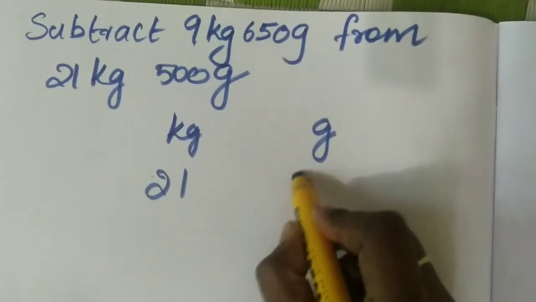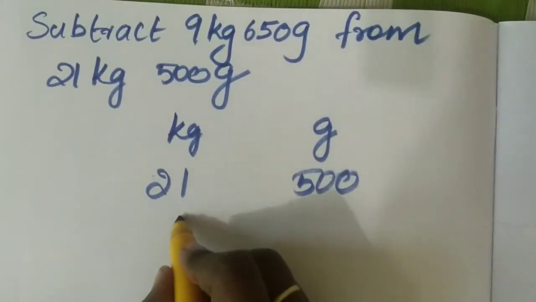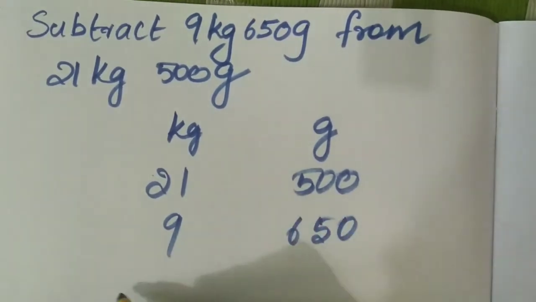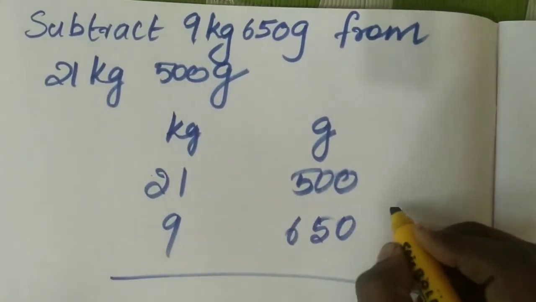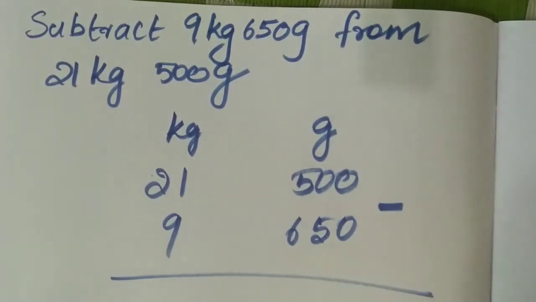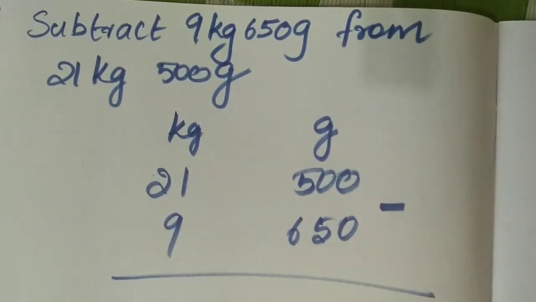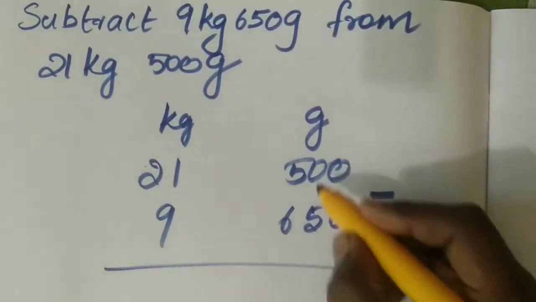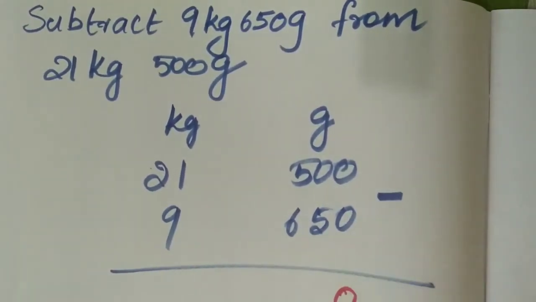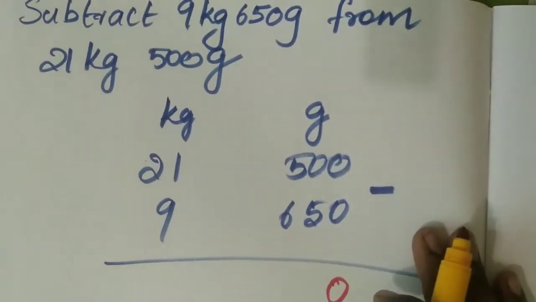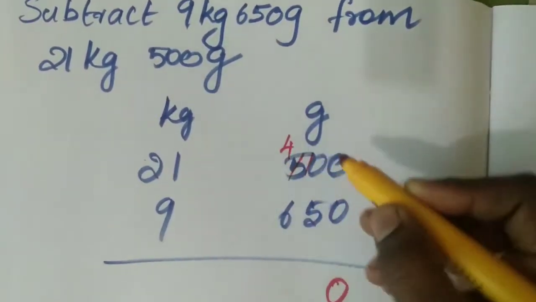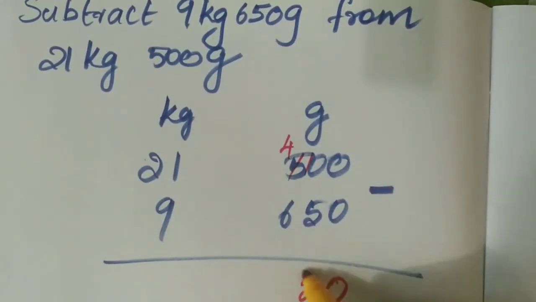21 kilogram 500 gram, 9 kilogram and 650 gram. Likewise, write like this and put the subtraction sign. Simple. Now do the subtraction. 0 minus 0, 0. 0 minus 5, so whenever you are doing this calculation, guys, please do along with me. 0 minus 5, so borrow. Here it becomes 10, 10 minus 5 gives you 5.